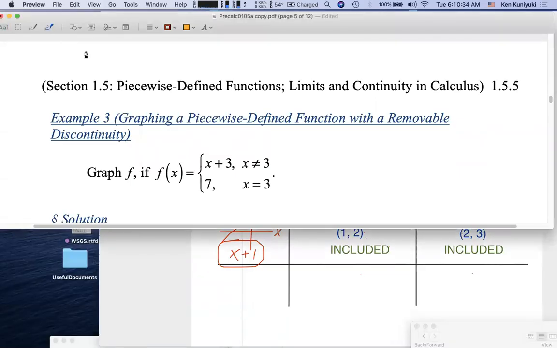Hi everyone. How would you graph the following piecewise function? Graph y equals f of x if f of x equals x plus 3 if x is not equal to 3, but f of x equals 7 if x equals 3. I'll give you 20 seconds to ponder this.